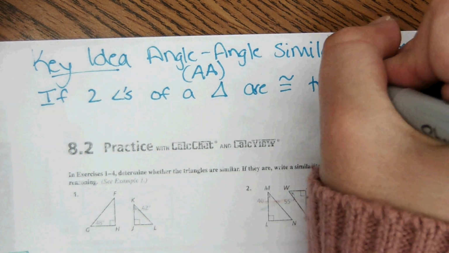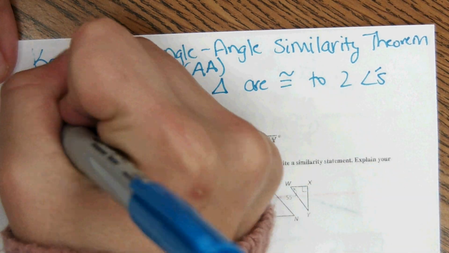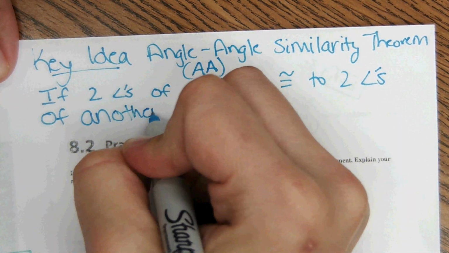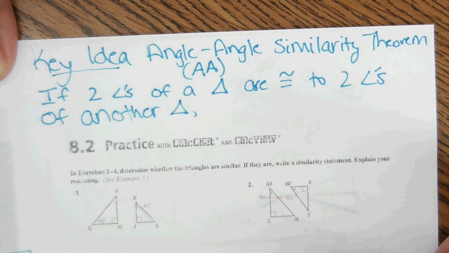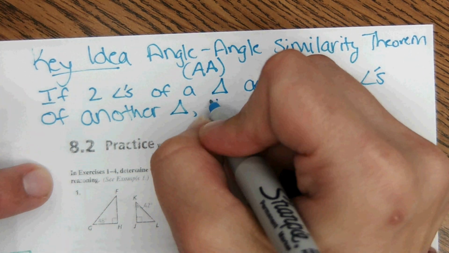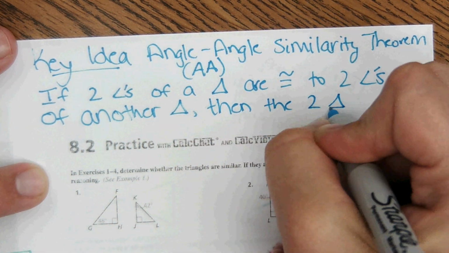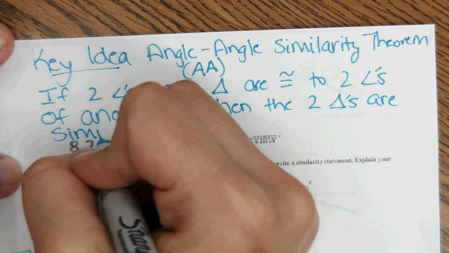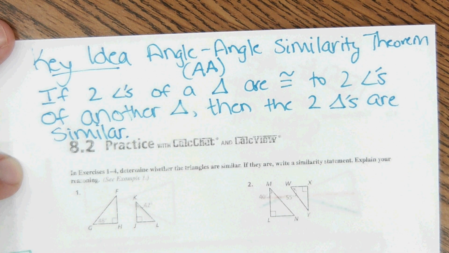Two angles of another triangle. So if two angles of a triangle are congruent to two angles of another triangle, then the two triangles are similar.